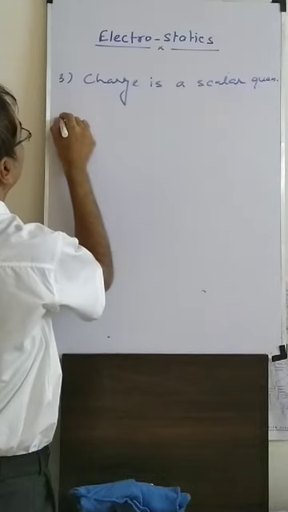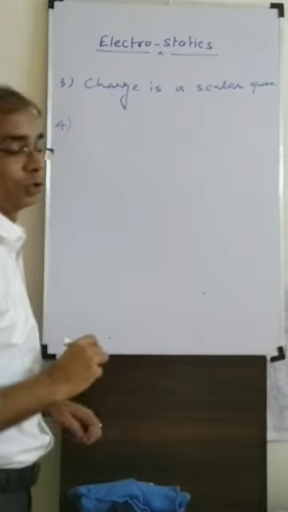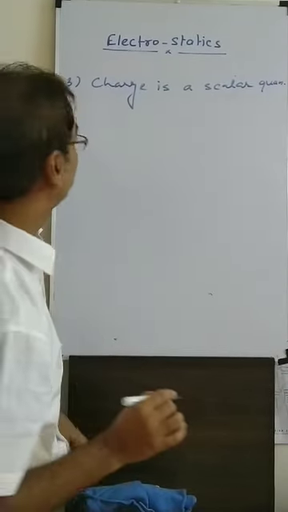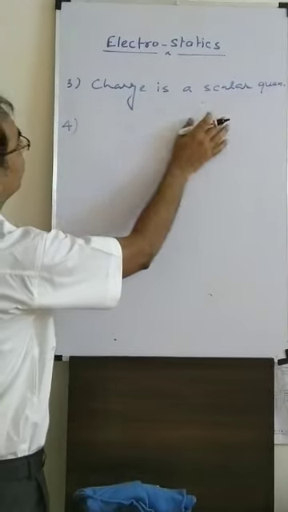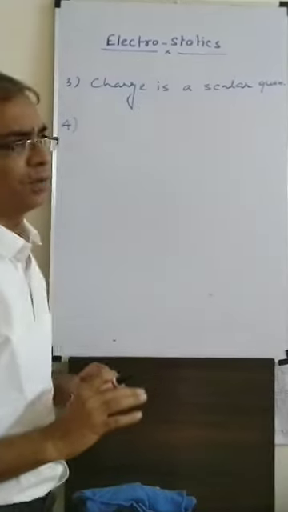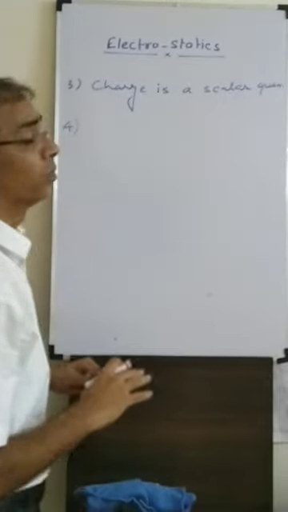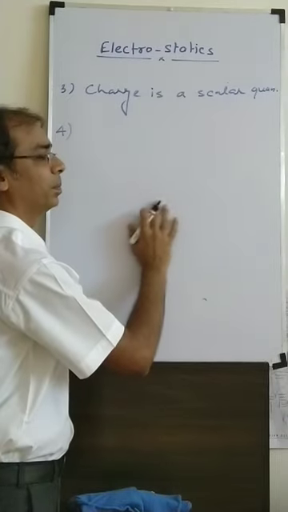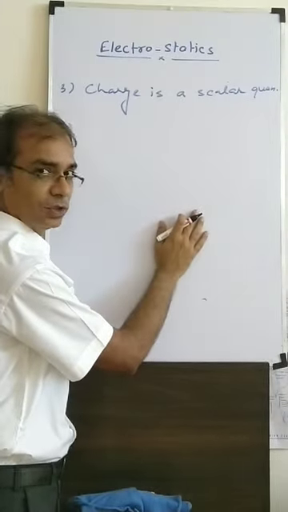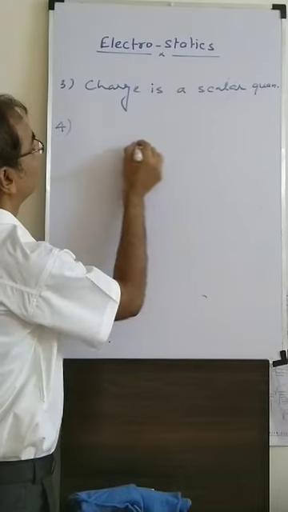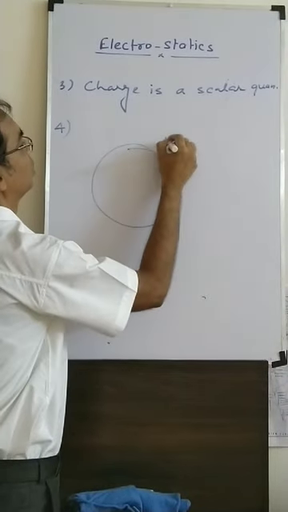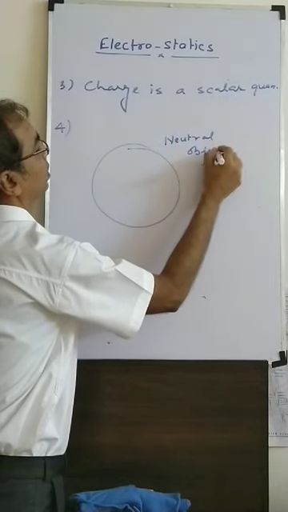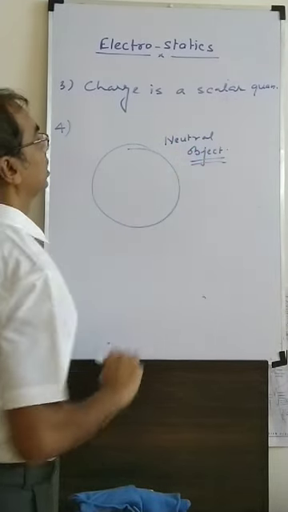Okay, then what is the fourth property of the charge? If we want to give the charge to any object, what do we have to do? Because we already said that every constituent, every particle in nature doesn't have charge. Suppose I take a neutral object. This is a neutral object. This neutral object doesn't have charge.